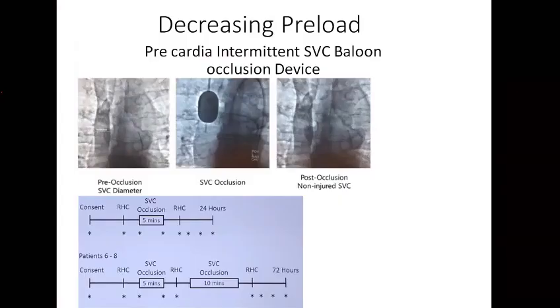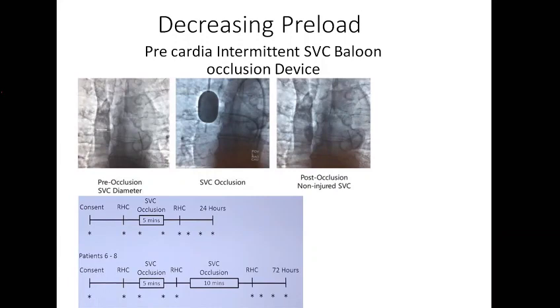So we have these nice hemodynamic studies and these things which are coming into use for patients also. This is called the Precardia Intermittent SVC Balloon Occlusion Device. What it does is it occludes the superior vena cava for 5 minutes and then opens it up for around 5 to 10 seconds, so that there is no clotting in the superior vena cava, and this reduces the input into the right atrium and the ventricle by 30%. As you know, 70% comes through the IVC and 30% comes through the SVC, so it decreases the RV preload, and thereby the LV preload, by around 30%.